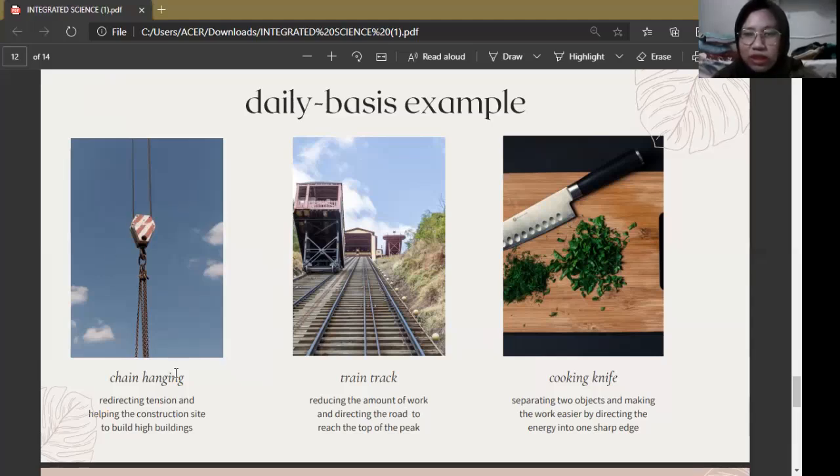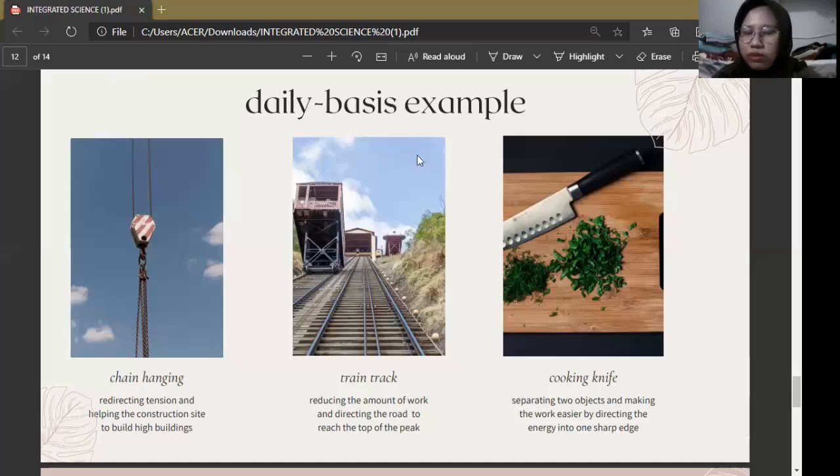The name of this pulley is a chain hanging. It's a chain hanging, clearly, that's why the name is chain hanging, right? The function is redirecting tension and helping construction sites build high buildings. They put things in the chain hanging and then lift them up to the high building. It's very easy because you can redirect the tension and carry large things and put them on the high building without any additional effort that's needed.